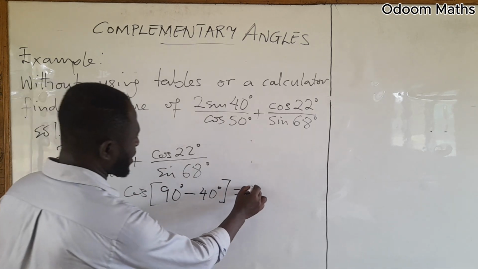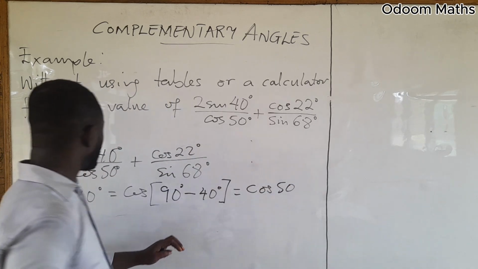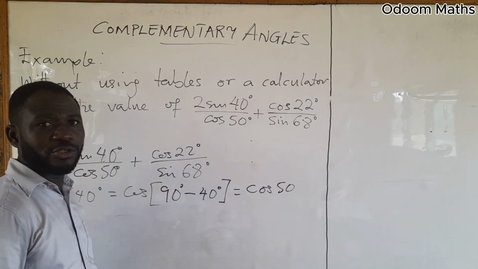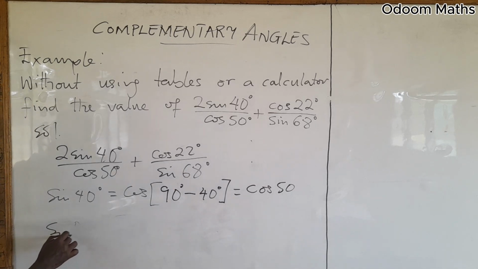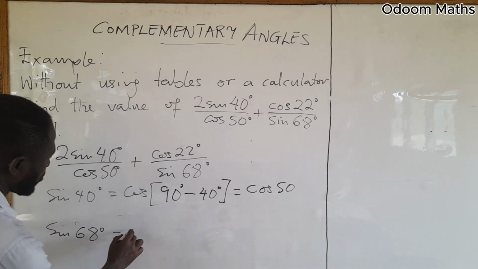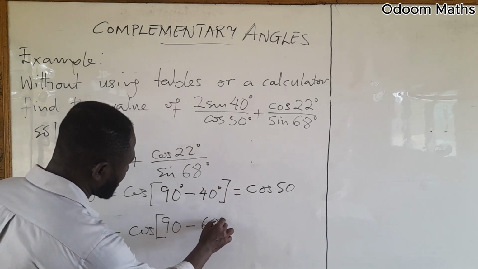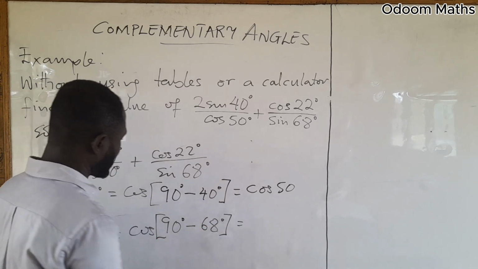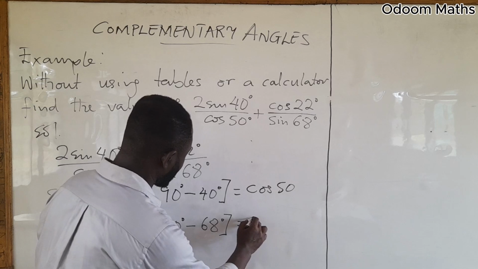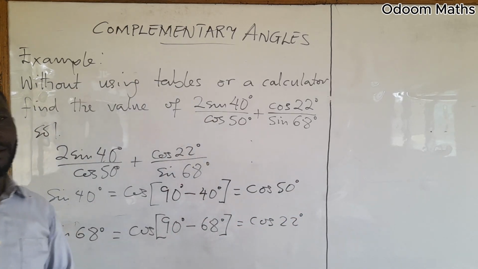And this becomes cos. So this is 90 minus 40, which is 50. I am trying to change everything to cos so that we work in cos. Then let's look at sine 68 here. Sine 68 is also cos of (90 minus 68). So we take this one and subtract it from 90, and this is going to be 22. So that is cos 22 degrees. Now we can work in cos.